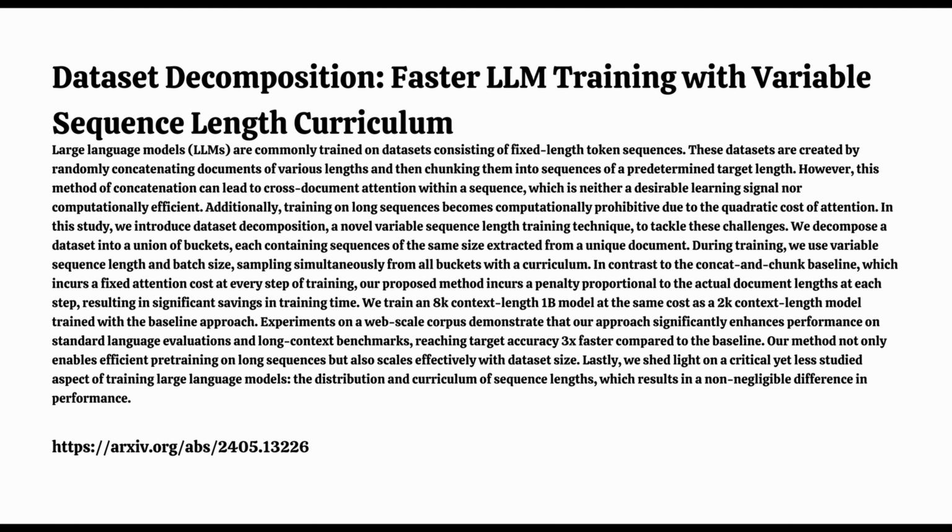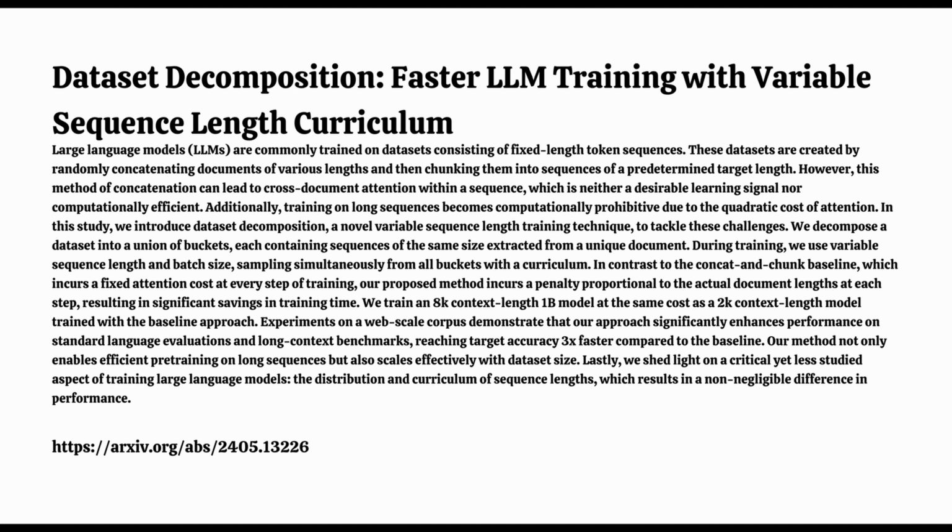And that's what makes this paper we're looking at today so interesting. It's called Dataset Decomposition: Faster LLM Training with Variable Sequence Length Curriculum, from Apple researchers. Sounds like they've found a way to train these AI models more efficiently. Yeah, they're challenging the traditional way we think about LLM training. Okay, I'm intrigued. So how do they propose to do that?